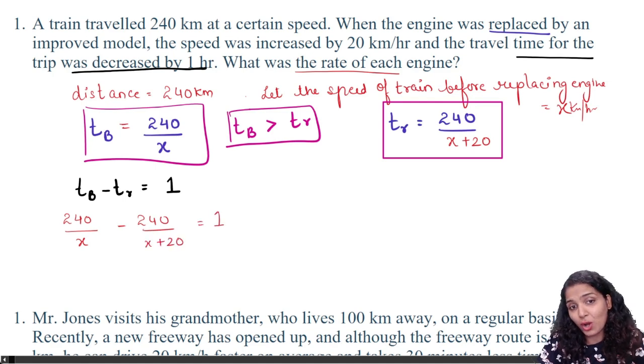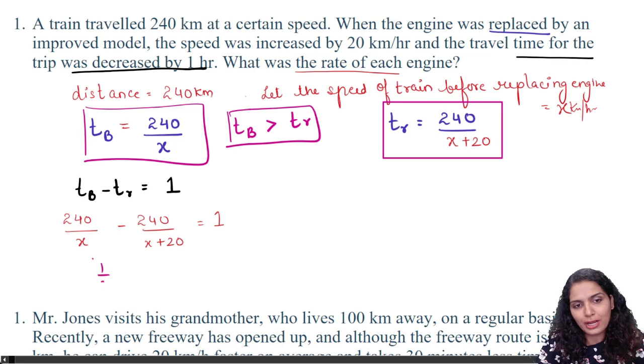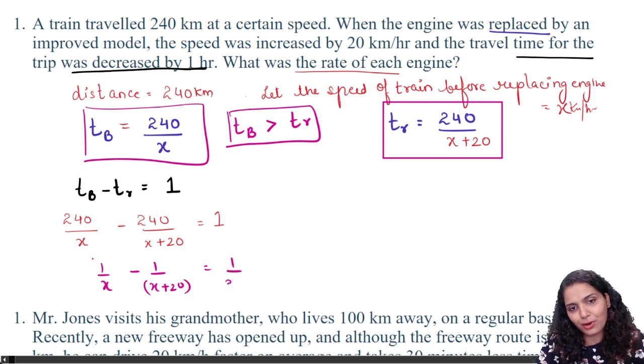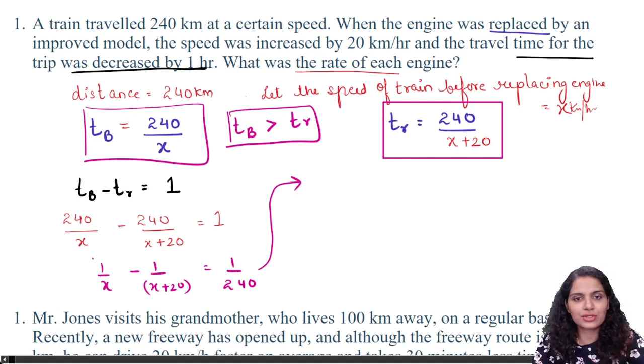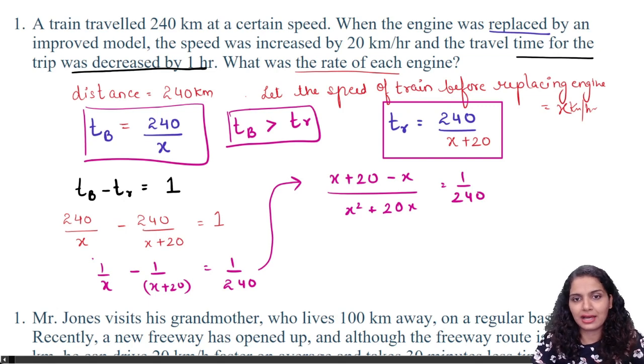If you want, I can solve it, but I feel like you should practice solving. But I can guide you. The first step is to take 240 common and transpose it to the right side. So it will become 1 upon x minus 1 upon x plus 20 equals 1 upon 240. Solve it further. Pause the video and do it on your own. Please don't copy what I am doing, and just be careful.